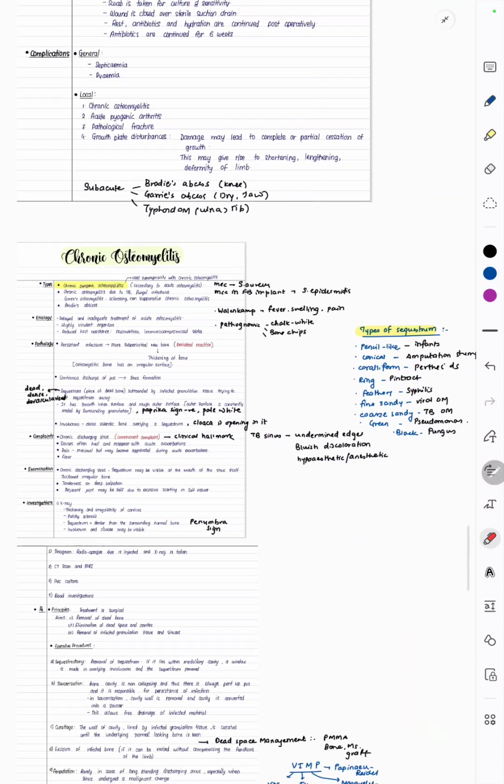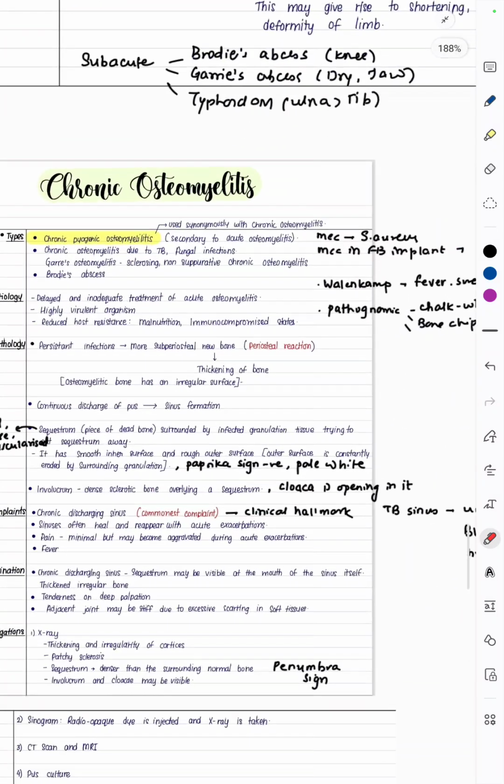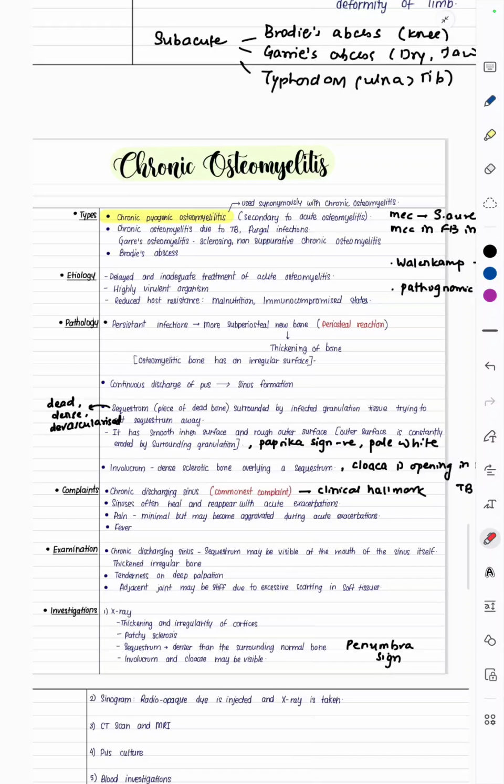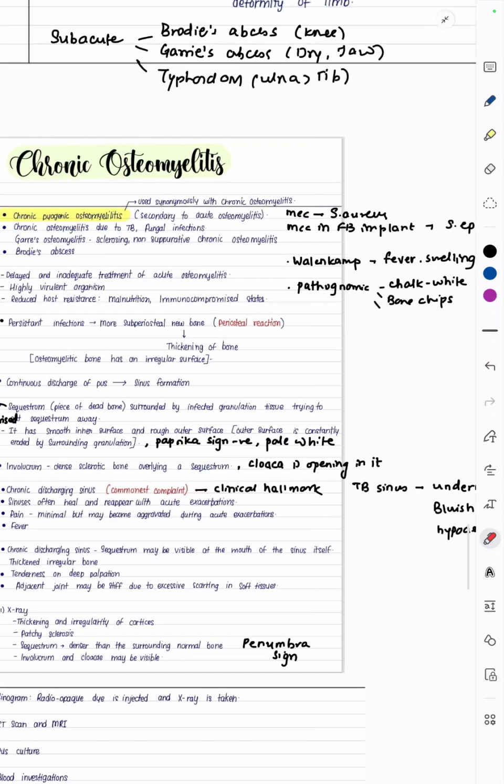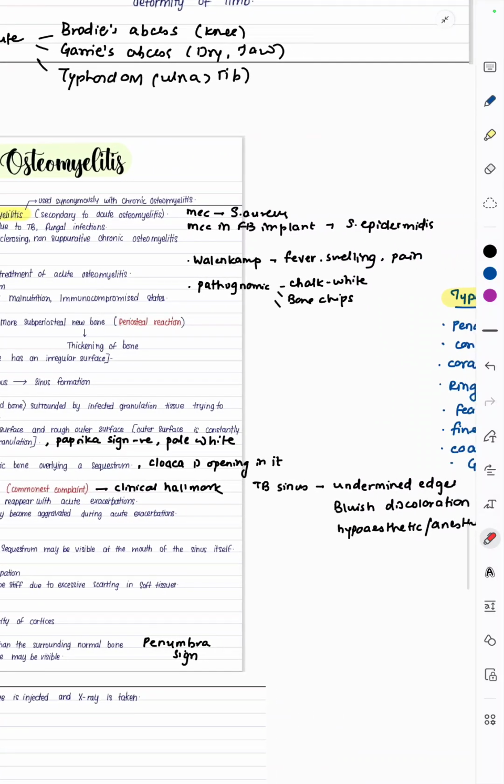Now, talking about the next, that is chronic osteomyelitis. Chronic osteomyelitis is also called chronic pyogenic osteomyelitis. Apart from that, other causes can be linked to TB or fungal infection. Then Garre's osteomyelitis or Brodie's osteomyelitis is also considered to be a chronic osteomyelitis. The most common cause of chronic osteomyelitis is, however, Staph aureus. The most common cause in foreign body implants is Staph epidermidis.